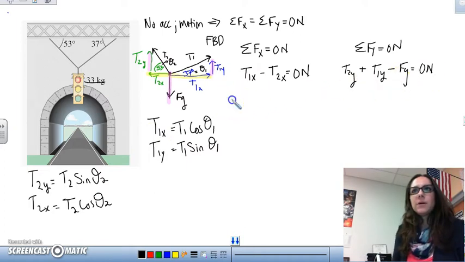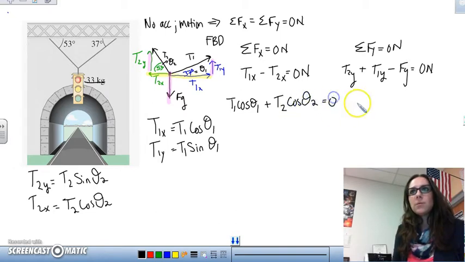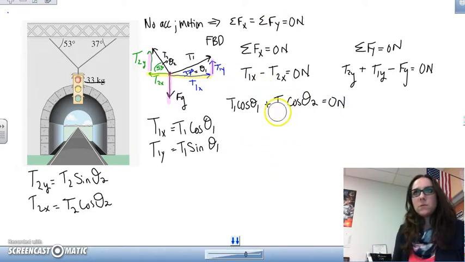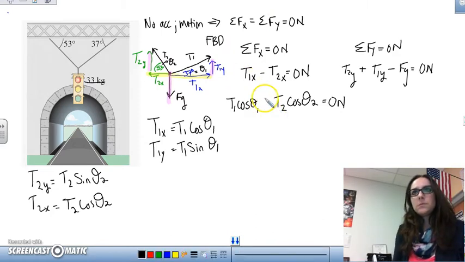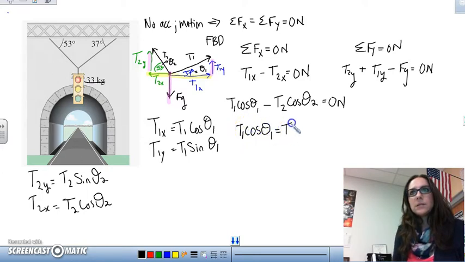So this becomes, here we go, T1 cosine of the angle 1 plus T2 cosine of angle 2 equals 0. So that's all of that. Ooh, negative. And then, as you can see, we have T1 cosine of the angle 1. I see that they must be, like we've already said, the same magnitude for these to cancel. So that's a really nice relationship right there.